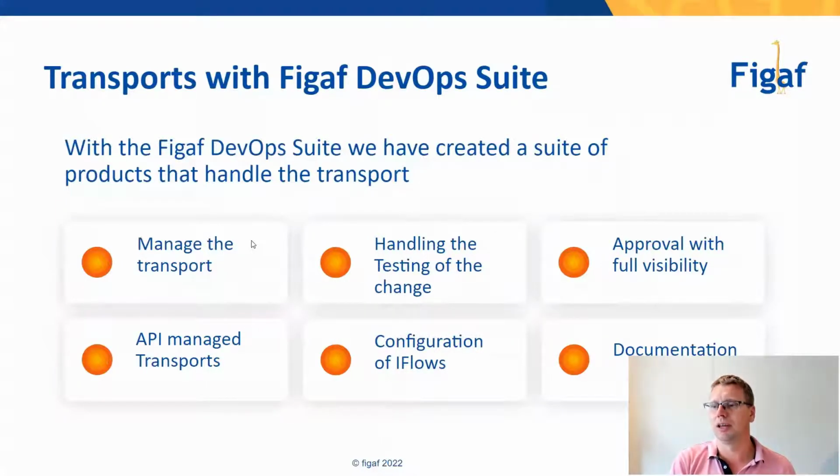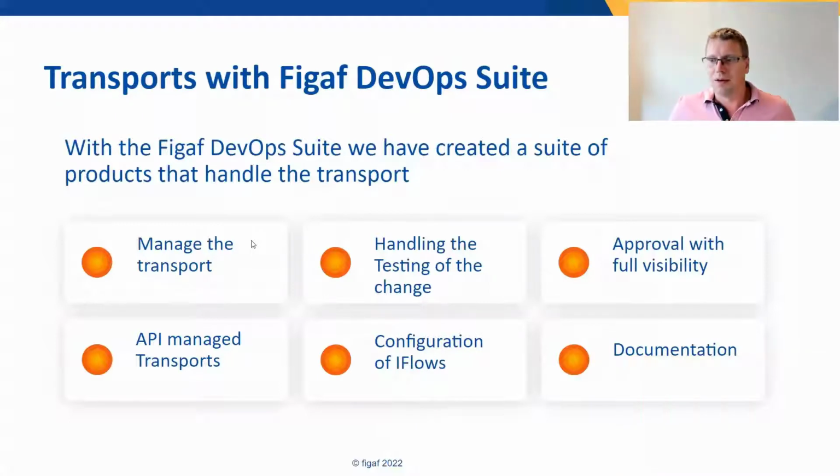The Figaf tool is a place that allows you to handle all of these different tasks regarding a development process. So this is about managing the transport, handling, testing. It has a full testing tool built in to create tests, etc. of iFlows. When you're approving, you have a lot of visibility about what the changes are, including configuration, etc. Yes, we'll get to the Groovy script soon. We have APIs to transport configuration of iFlows, and then documentation once everything is done.